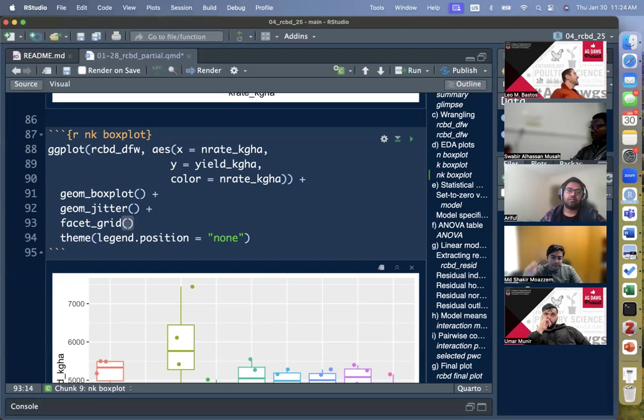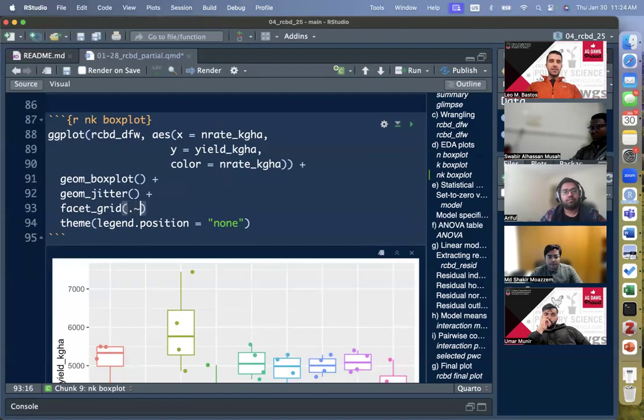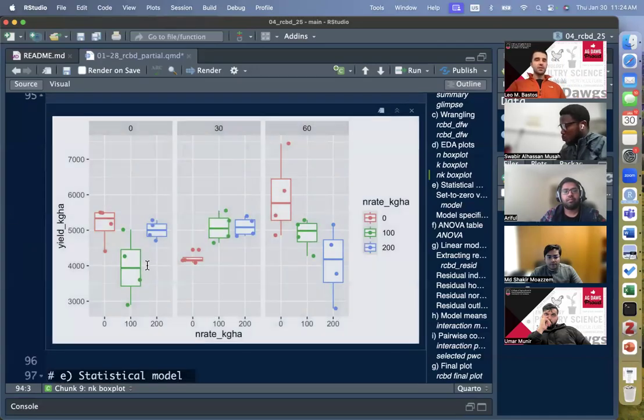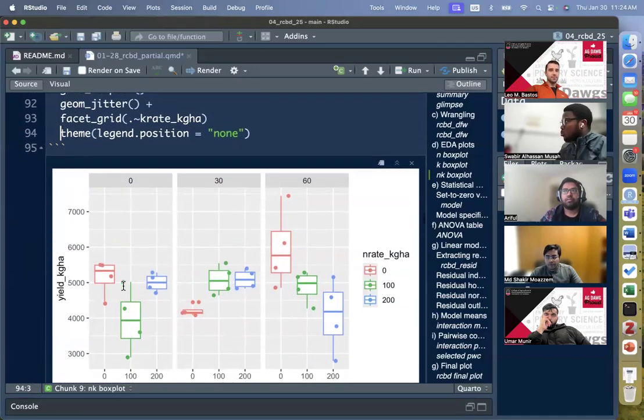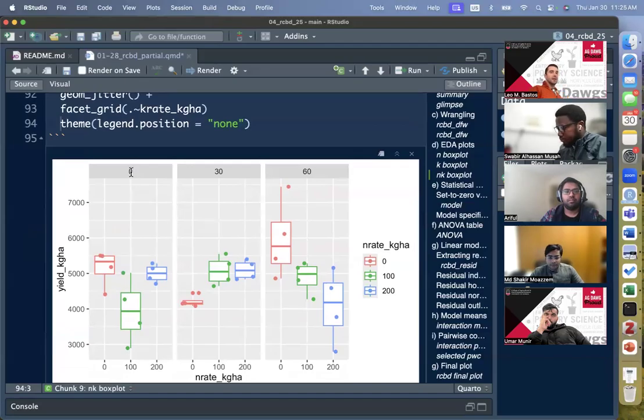It is named facets because it's making different facets, as many as there are levels under the column that you specify. So if you come here and you do dot tilde K rate underscore kilograms per hectare, this is what you should see. Again, it looked at the column that we specified, potassium rate. It checked how many levels it had. So it had 0, 30, and 60, and created a facet for each one of those levels.